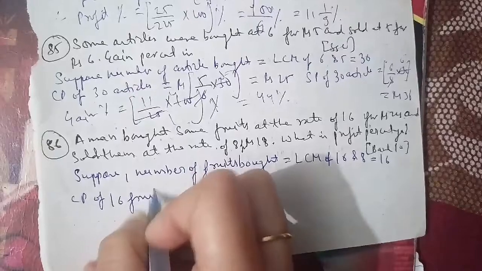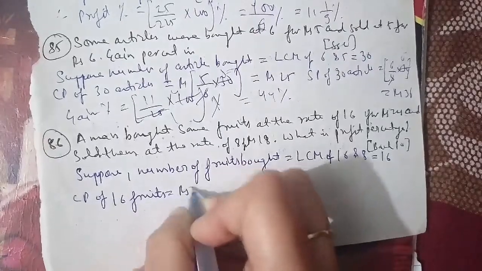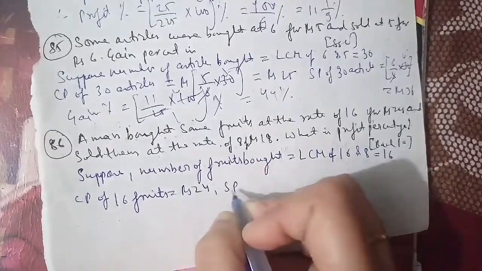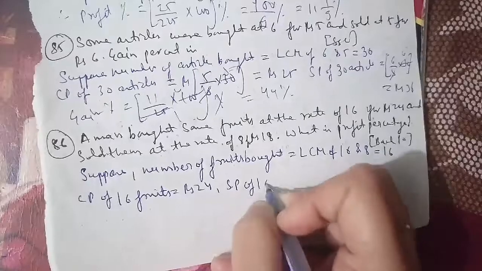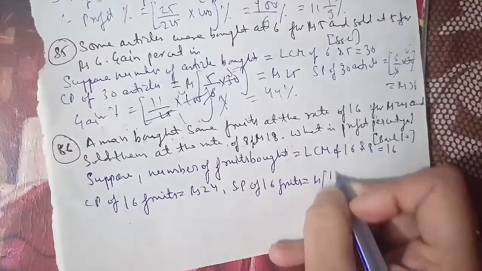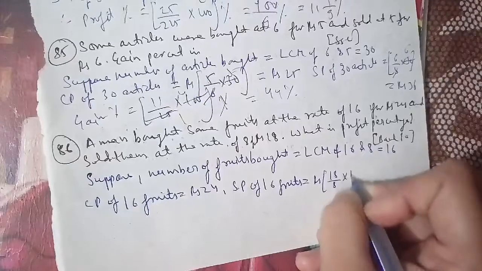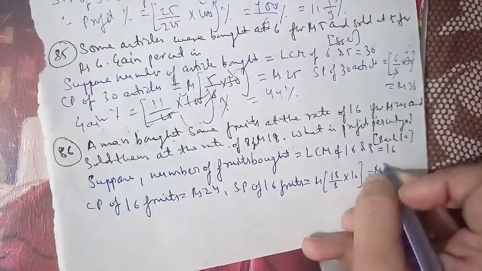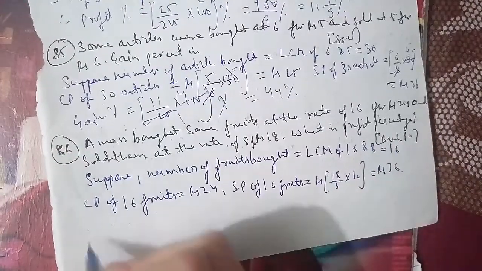So profit percent equals 12 upon 24 into 100. 12 ones are 12, 12 twos are 24, 2 ones are 2, 2 fives are 10, so 50 is the answer. That will be the right answer for this question as well.